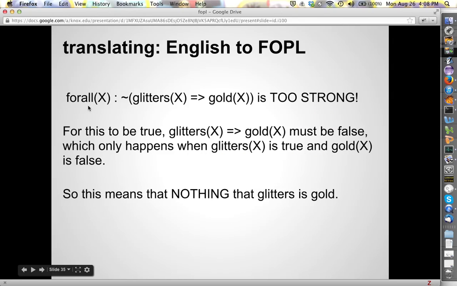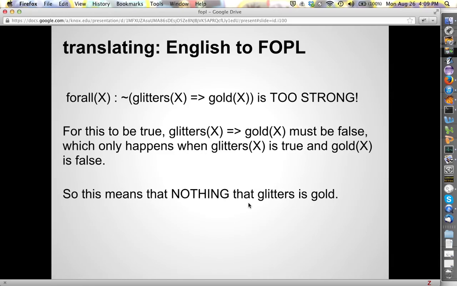Now, did you catch that this would have been too strong? So, for all x, not glitters x implies gold of x. This is actually too strong. Because for this to be true, glitters x implies gold of x has to be false, because we've got not this. Well, the only way to make this false is for glitters of x to be true and gold of x to be false. What this means is that nothing that glitters is gold. That's not what we were trying to say.